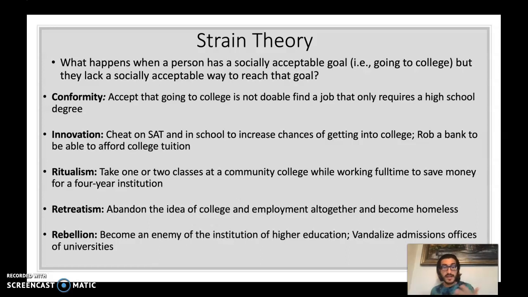The rebellion would become an enemy of the institution of higher education. They would think, if I can't get into this institution, I'm going to tear it down. They might vandalize admissions offices of universities around the city. Who knows what a rebellion would do. All right, so just different examples here of how each of these 5 different facets of strain theory would respond to not being able to achieve a certain goal.